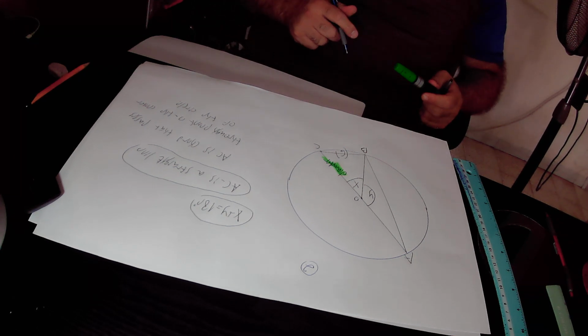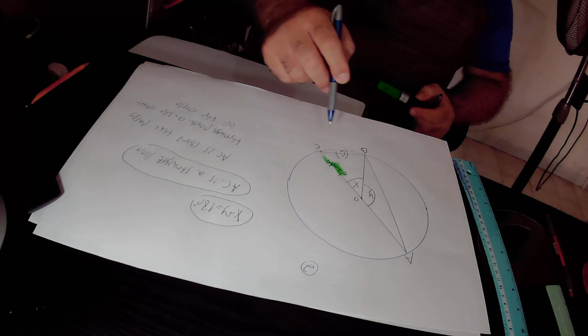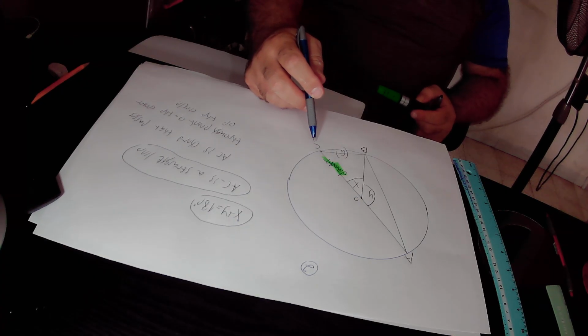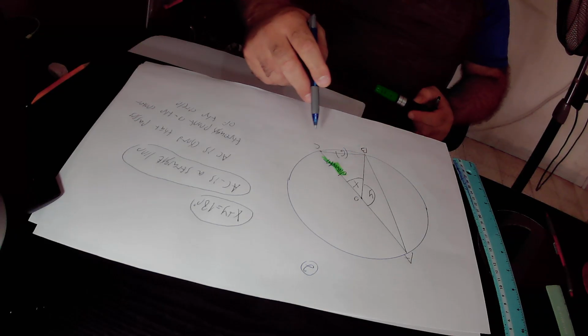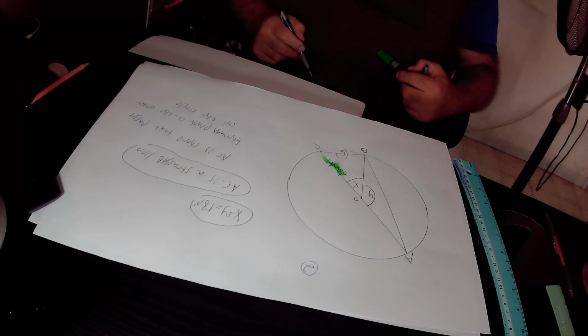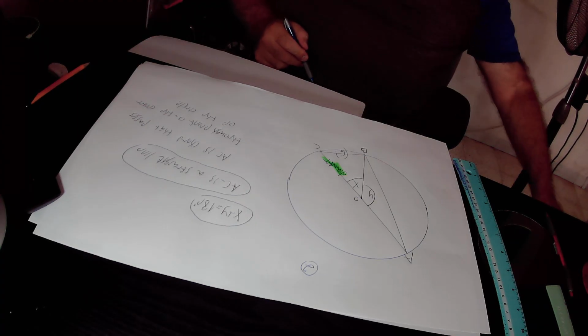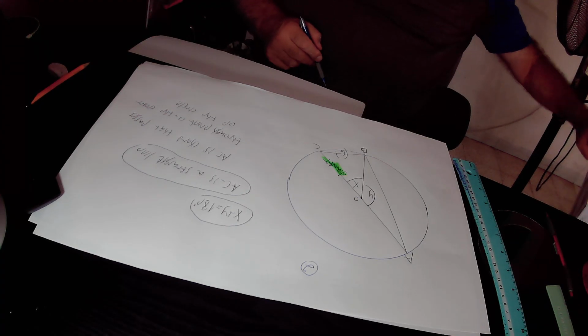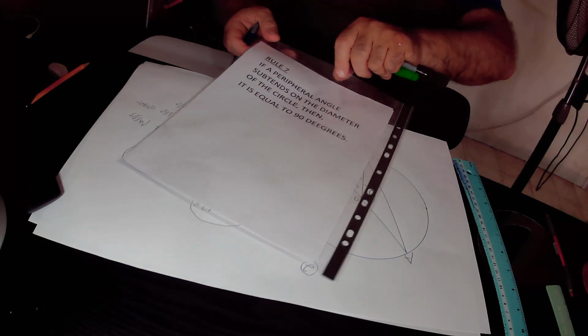So in the drawing, you have peripheral angle ABC that subtends on chord AC, that is the diameter of the circle. So here we can implement rule 7. Repeat quickly rule 7.